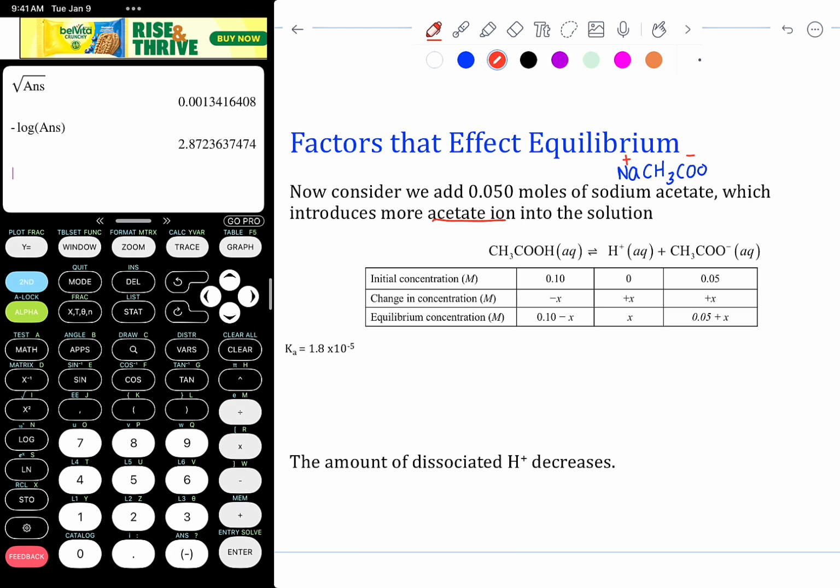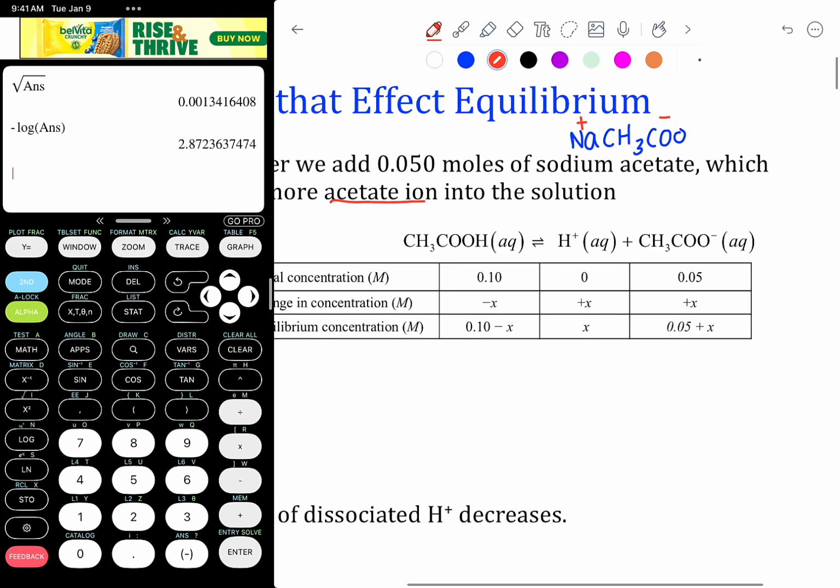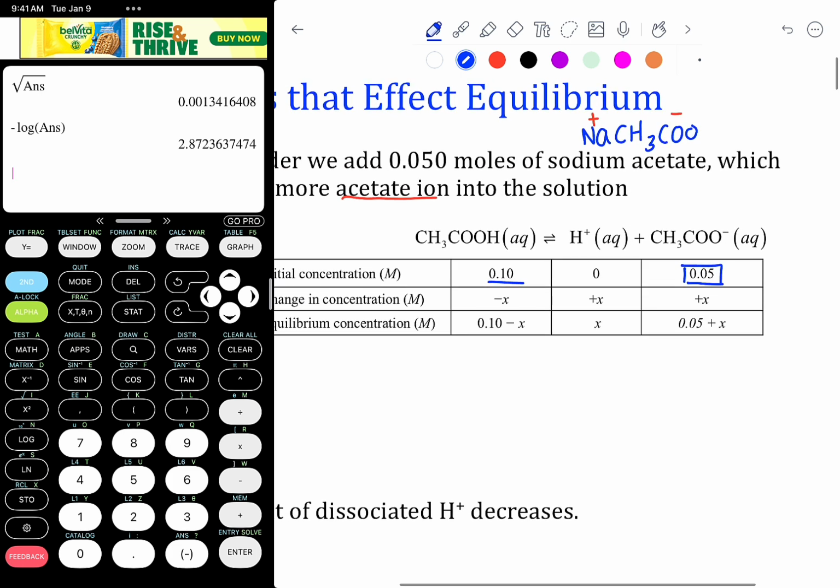So our ICE table has changed a little bit now. We have our initial concentration of acetic acid of 0.1 molar. But now that we're adding 0.05 molar sodium acetate, that's introducing some acetate ion initially into the solution before we've reached equilibrium. So we set up our ICE table the same way, noting that our initial concentration of one of our product ions is not 0, but our change row is going to be the same because it's still a weak acid: minus x, plus x, plus x.